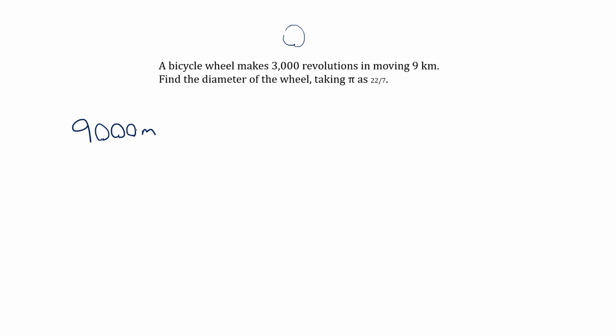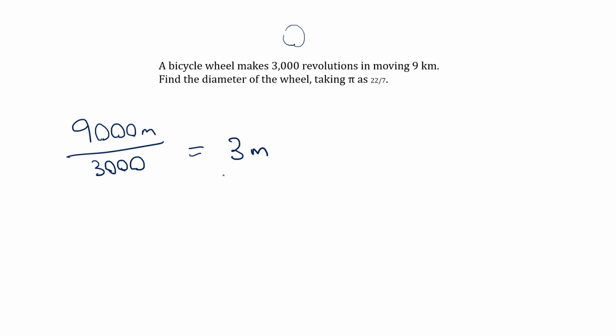The answer choices will either be in meters or centimeters, most likely. And we're going to divide it by 3,000 times. So the circumference is going to be 3 meters. Right? So that's the circumference.